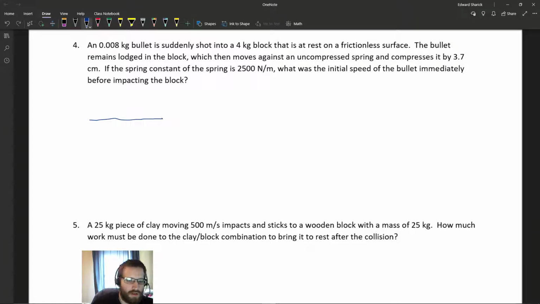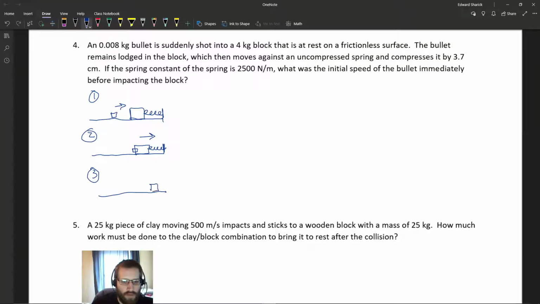So let's look at just stage 1, where we have the block, the uncompressed spring here, and the bullet flying toward the block. And we call this stage 1. And now stage 2 is after the collision. So stage 1 is before the collision. Stage 2 is after the collision, where the bullet embeds itself inside the block. But the spring doesn't move yet. And so in both 1 and 2, we have some velocity. And then finally, part 3 is when the bullet and the block compress the spring here against the wall, and they come to a rest.